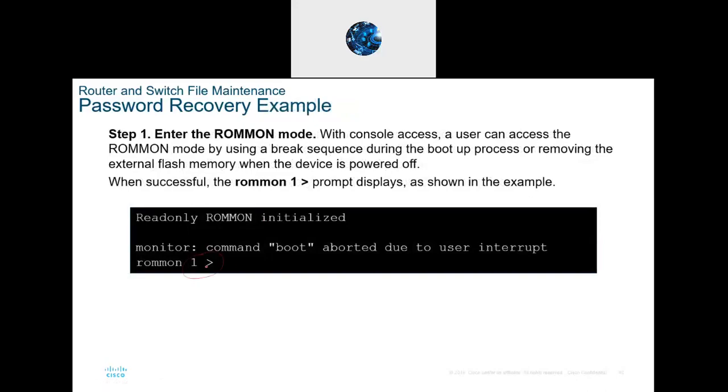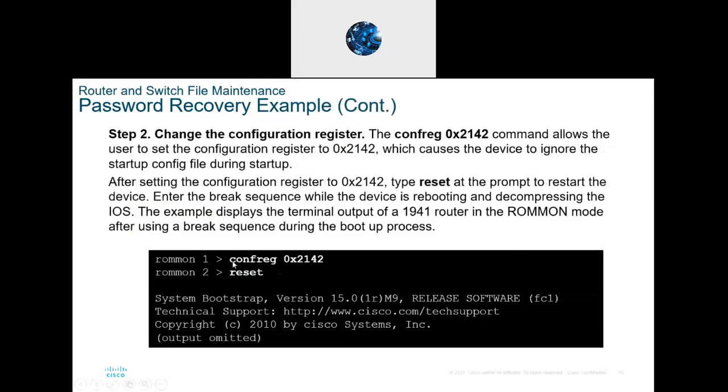So when we get to this environment, this is called ROMMON mode. How do you get here? When your router is booting, you press Ctrl+Break on your keyboard and you get to this environment. You abort the boot process. So when you are here, what do you do?